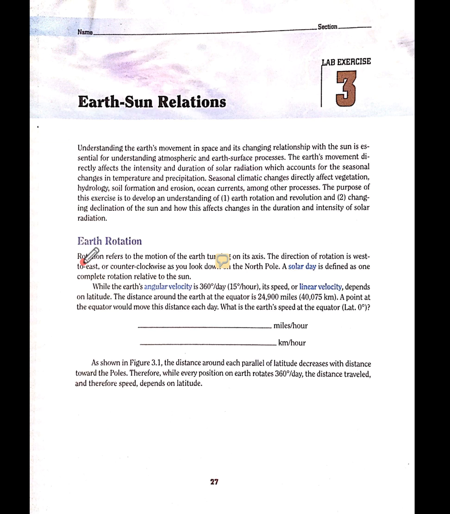What is the Earth's speed at the equator, which is 0 degrees latitude? To find this is going to be a bonus point. I will give you a hint: you are going to take your miles, which is right here, and divide it by how many hours there are in a day. Then you will do the same thing with kilometers. It's given to you right here. Divide that by how many hours there are in a day. And those are going to be 2 points.